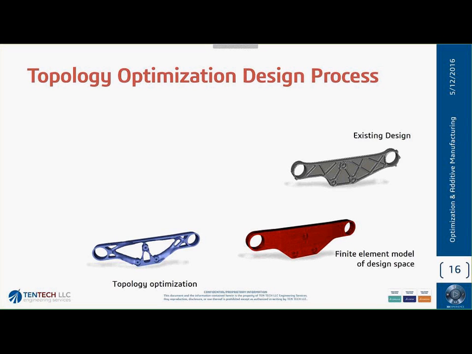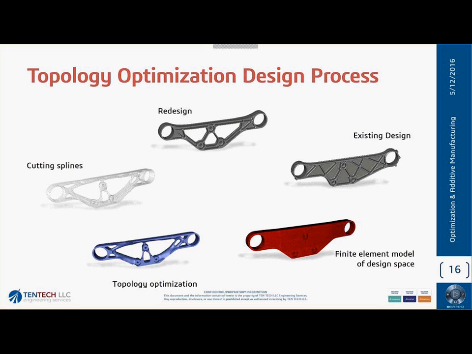From this, the topology optimization result is a finite element model, so you end up with nodes and elements. We still need to make a CAD model. So what we can do is start cutting splines, make cross sections, and bring that into the CAD system. Eventually, because it's not just a 2 minute process, we're going to end up with a new design. This design, again, is taking manufacturability into account as well.